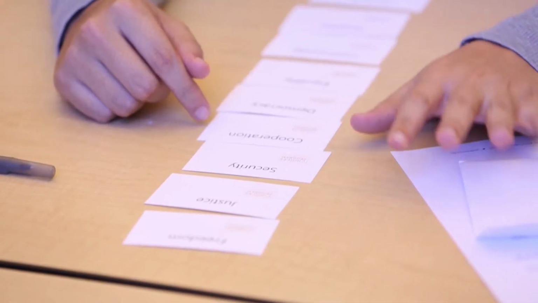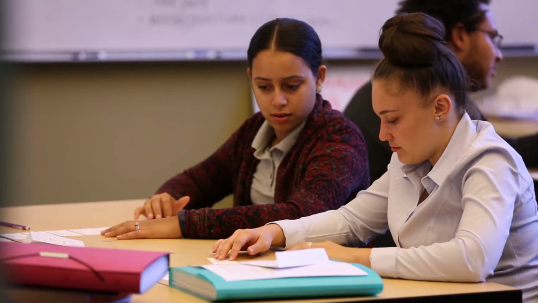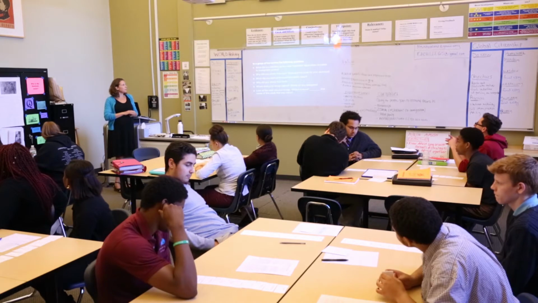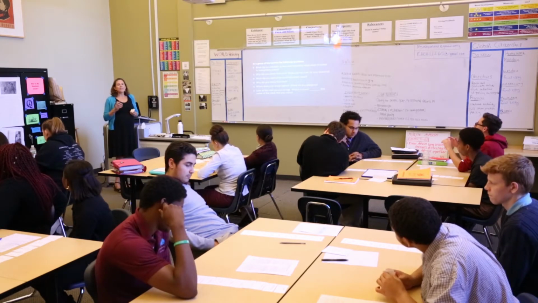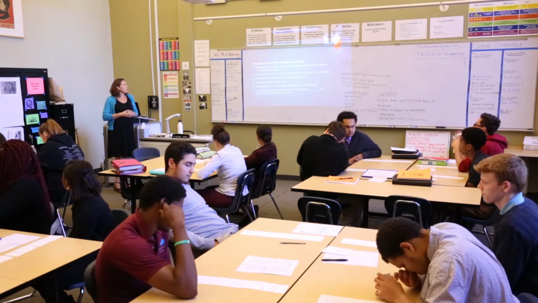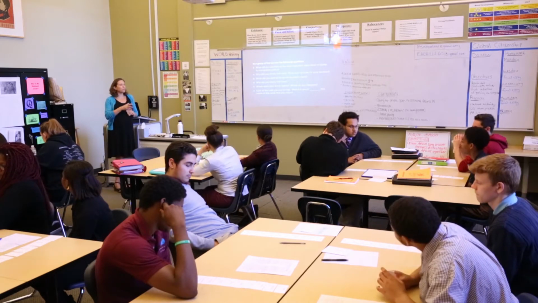Now have your students discuss, either as a class or in groups. Talk about why did you choose the one that you put on top? What was the basis for your decision? What did you rank as the least important value? Why did you choose that one? Where does your group agree? Where does your group disagree?